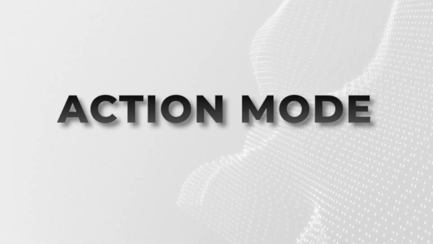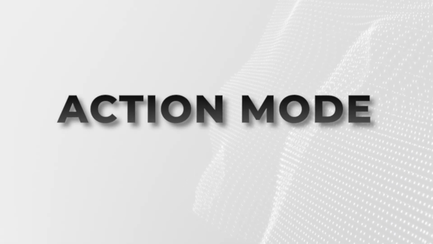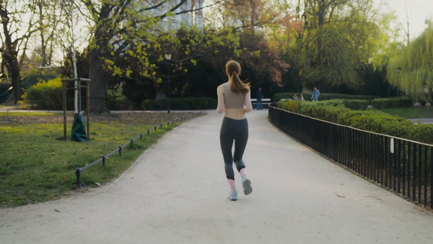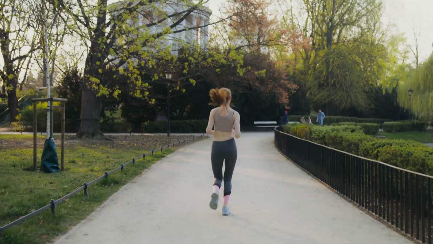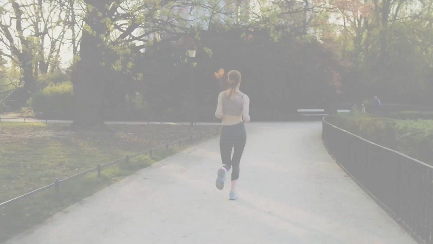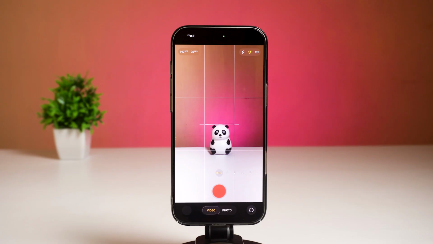Now let's talk about a feature that helps you record smoother videos while you are on the move. It is called action mode. Action mode adds extra stabilization when you are filming moving scenes, like when you are walking or running while recording. It works best in bright lighting conditions.